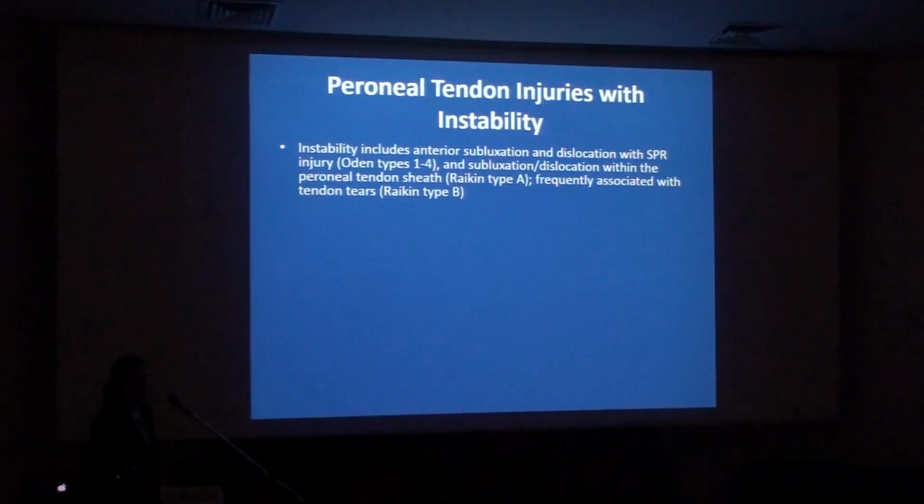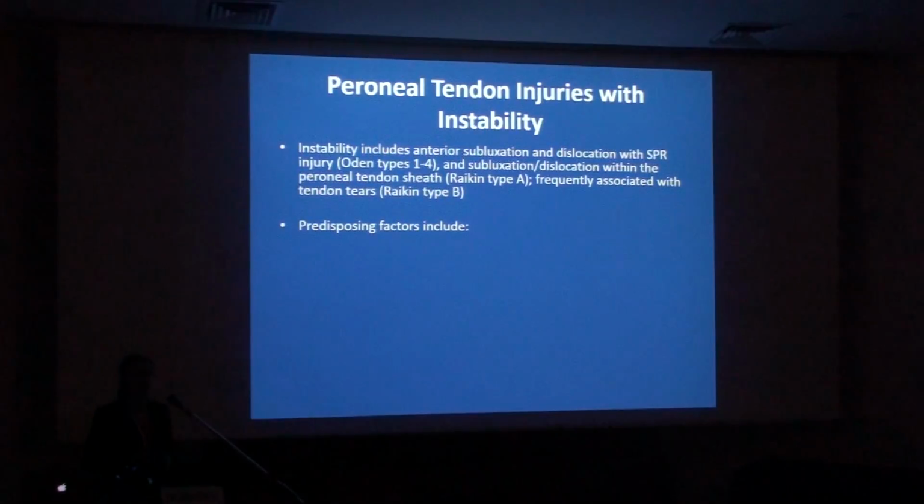Few words about the peroneal tendon injuries with instability. I'm not going to re-emphasize the Oden classification of the superior peroneal retinacular injury, which was nicely shown by Dr. Rosenberg. But what we're looking for is subluxation or dislocation of the peroneal tendons from the groove with injured superior peroneal retinaculum, or for intra-sheath subluxation or dislocation with intact superior peroneal retinaculum.